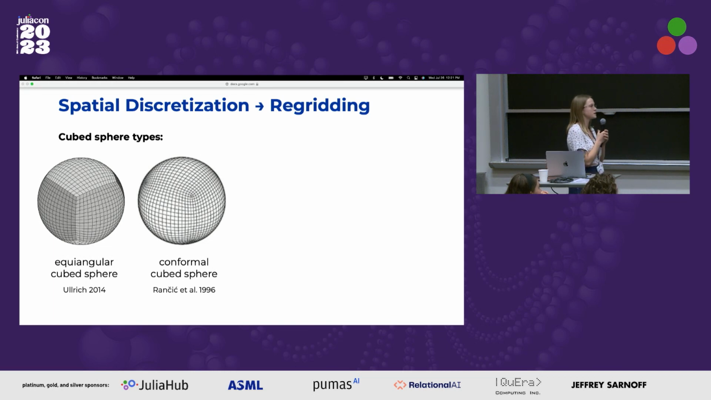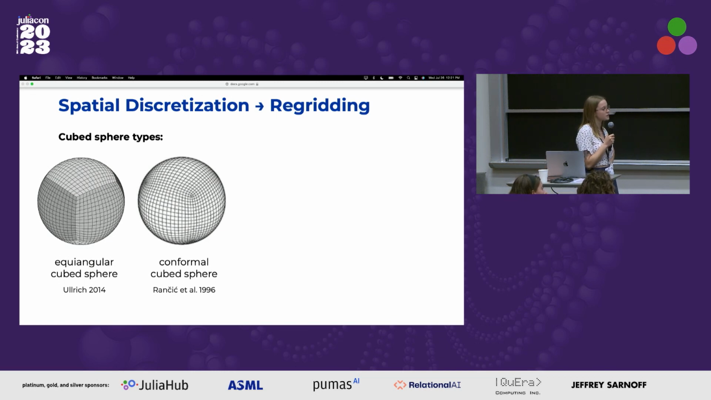So the next challenge that the coupler has to address is spatial discretization of the component models as well as regridding between the component models. So here we have two examples of cubed spheres. Since our simulations are being done for the globe, for the entire planet, they're done on a sphere.